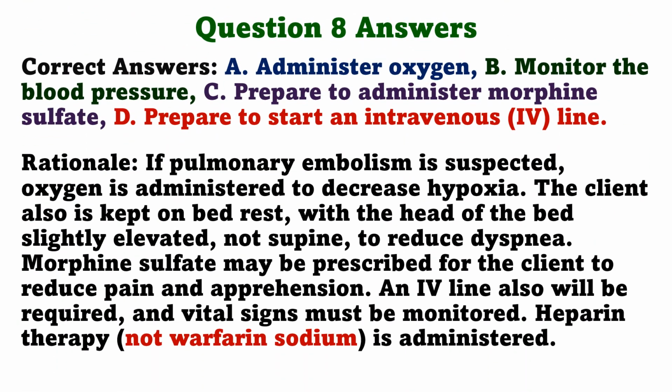The correct answers are A. Administer oxygen, B. Monitor the blood pressure, C. Prepare to administer morphine sulfate, and D. Prepare to start an intravenous line. Rationale: if pulmonary embolism is suspected, oxygen is administered to decrease hypoxia. The client also is kept on bed rest, with the head of the bed slightly elevated, not supine, to reduce dyspnea. Morphine sulfate may be prescribed for the client to reduce pain and apprehension. An IV line also will be required, and vital signs must be monitored. Heparin therapy is administered.